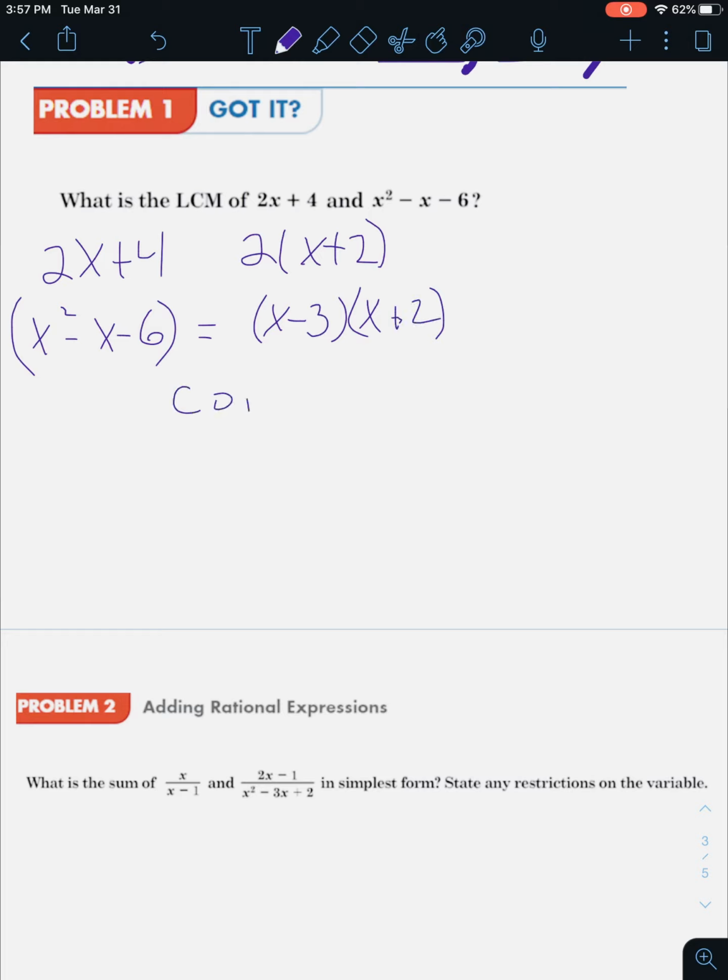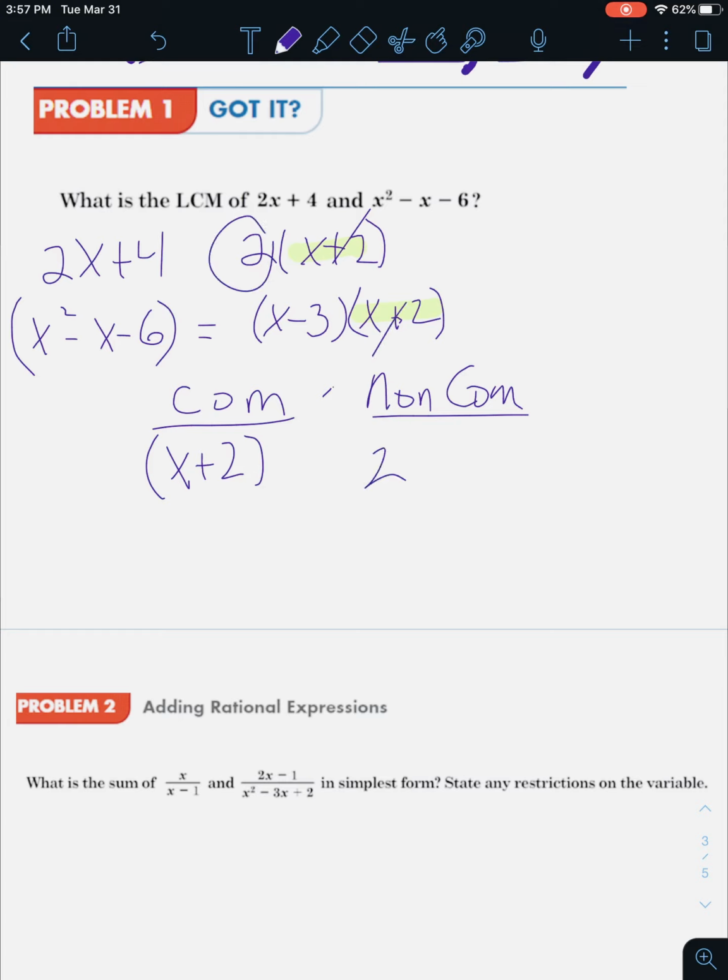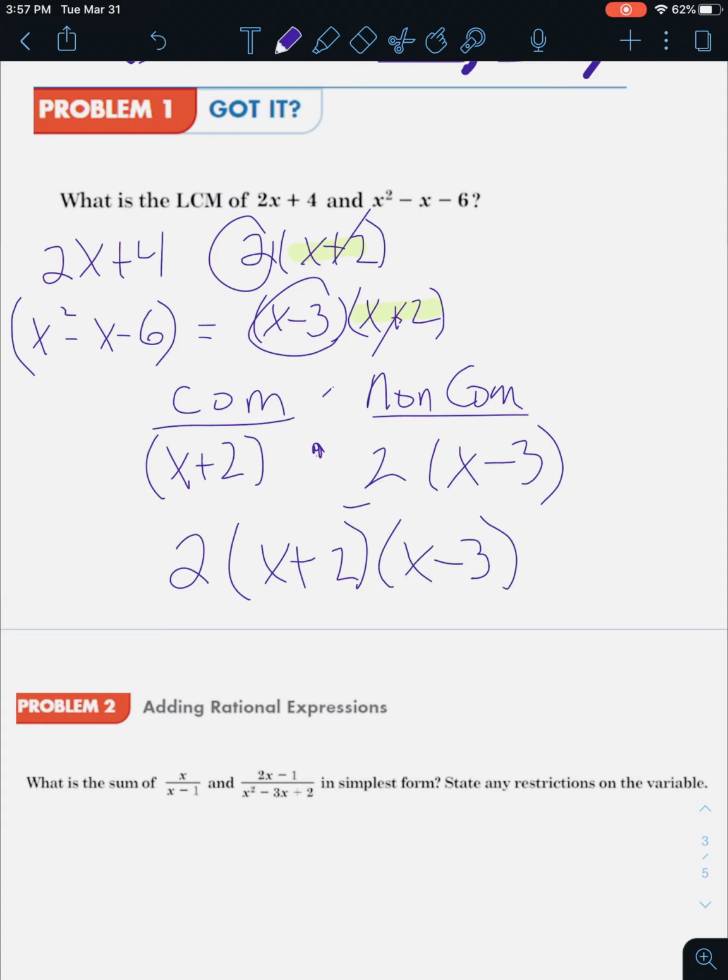Okay, so if I use my common times my non-common idea, what I have in common is x plus 2. So we'll put down x plus 2, a binomial, and now those are covered. And then what's left over? Well, there's a 2, that's non-common, and there's an x minus 3, that's non-common. The product of all of these would be 2 times (x plus 2) times (x minus 3). If you noticed up above in the example they gave, they left it in the factored form, and we will too.